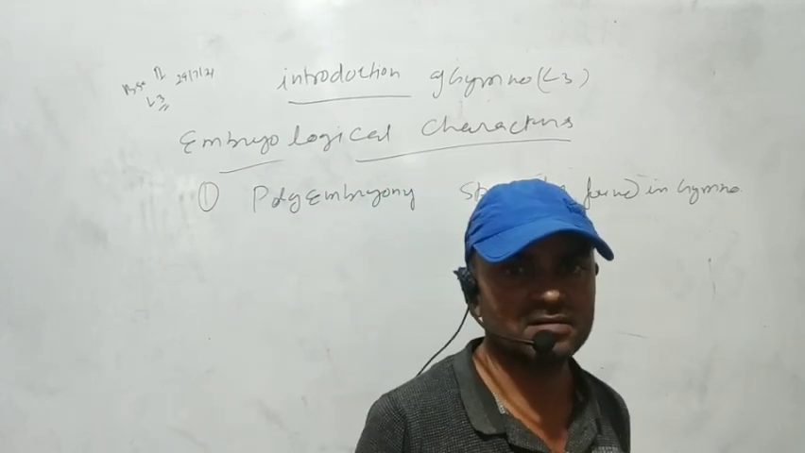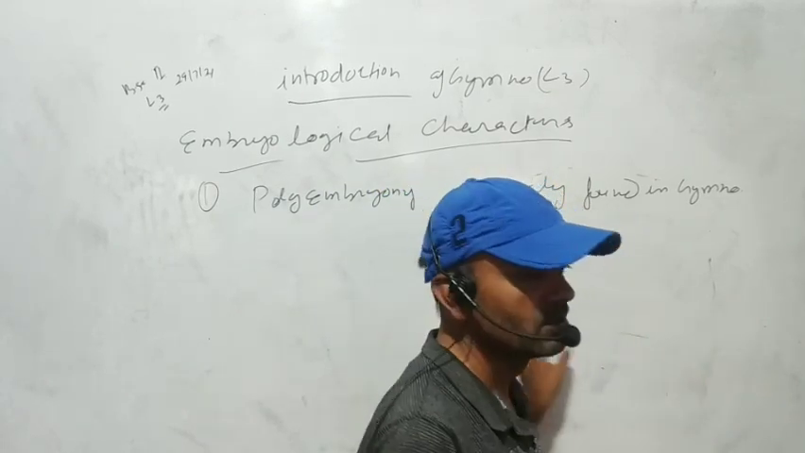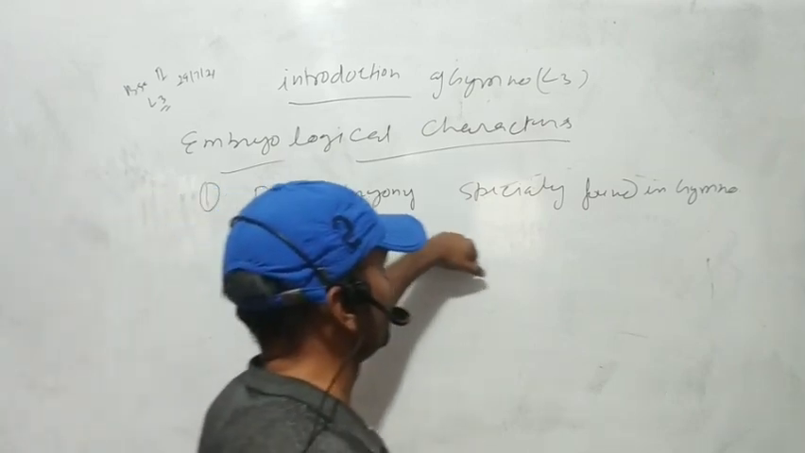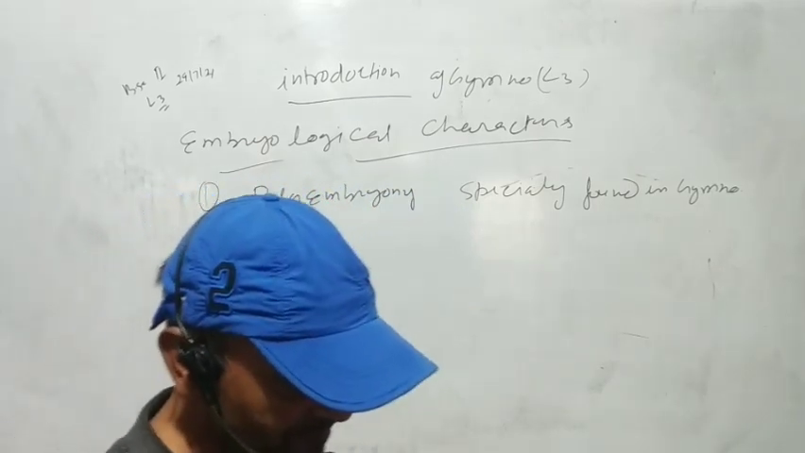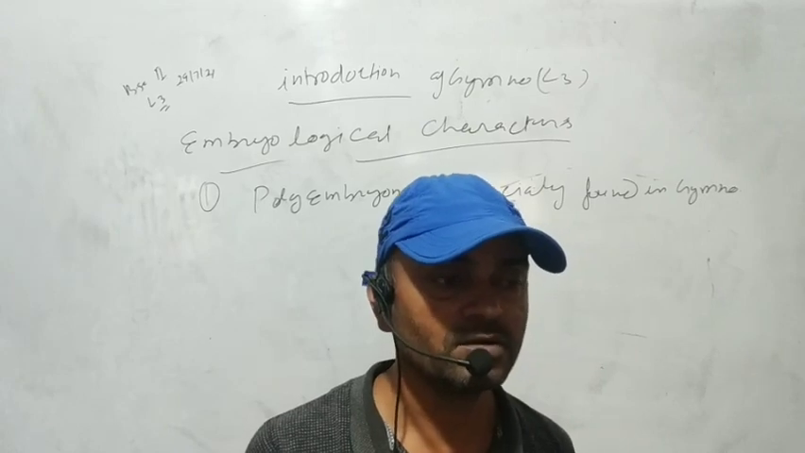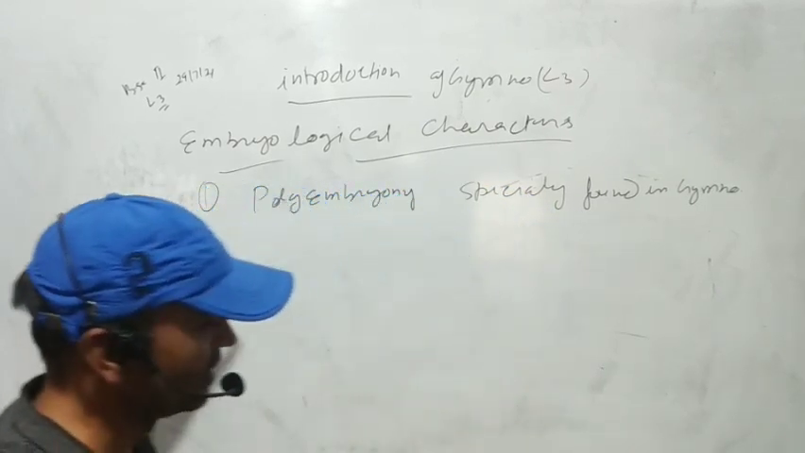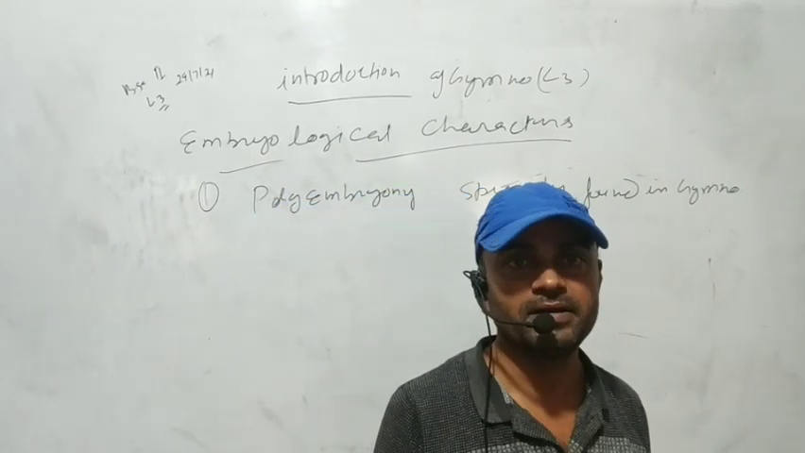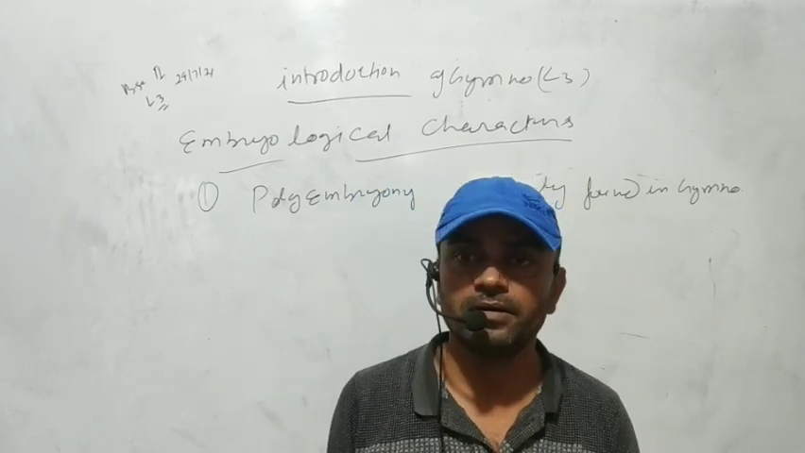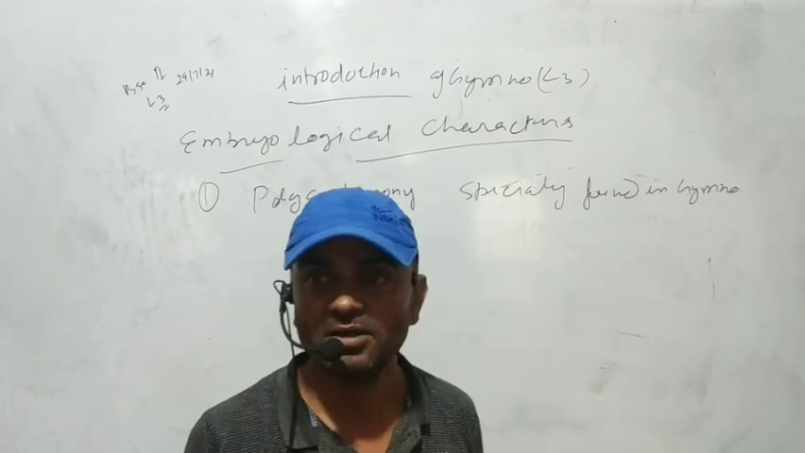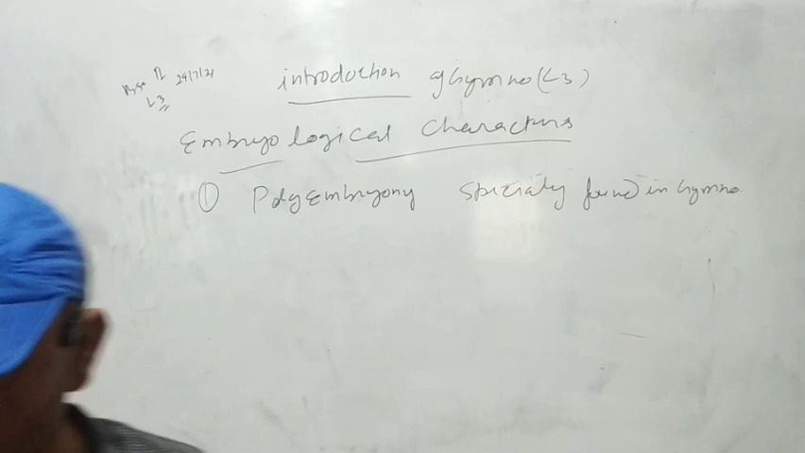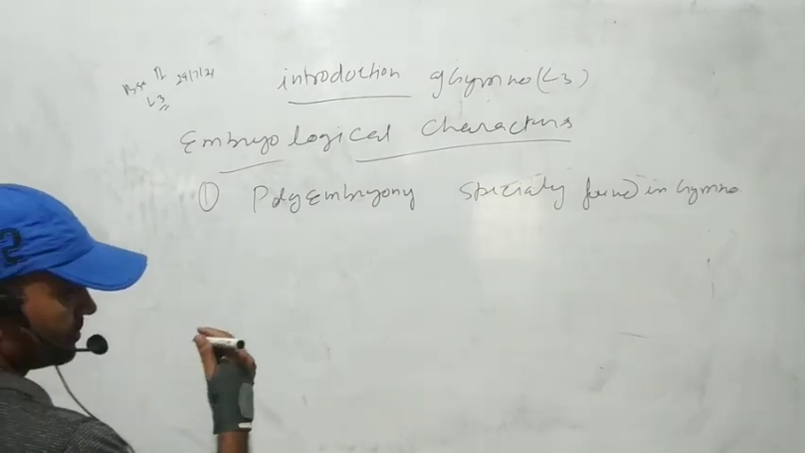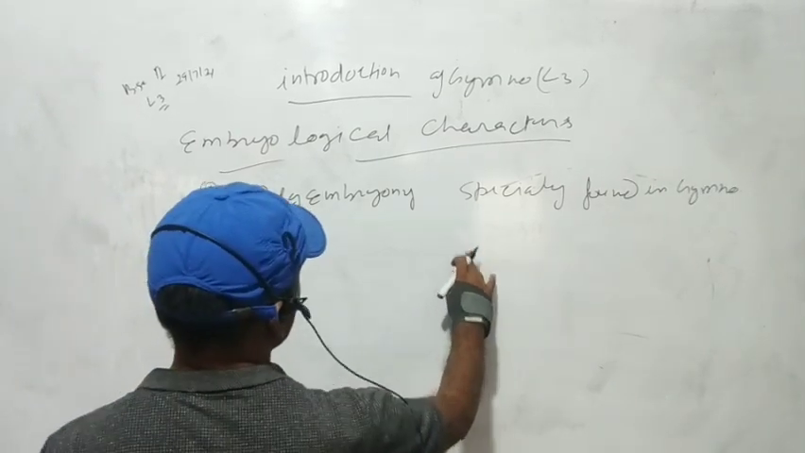What is polyembryony? We will discuss it very briefly, because here it does not matter to study polyembryony in detail. I just tell about this character: in one seed, more than one embryo is born. This phenomenon is known as polyembryony. When more than one archegonia are fertilized by male nuclei, at this time more than one embryo is formed. That phenomenon is known as polyembryony. This means polyembryony is especially found in gymnosperm.